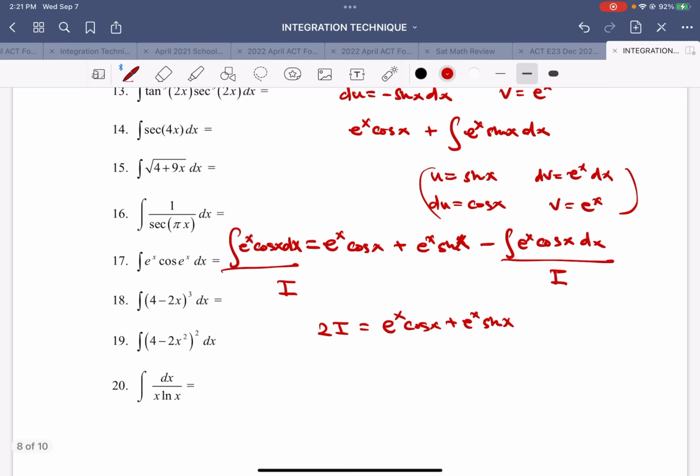And then when you divide by 2 and factor out e to the x, you get e to the x times cosine x plus sine x, and then plus c. Okay, so that's your final answer. We call this the I method. You make it I for the same expression, and then you solve for the variable.